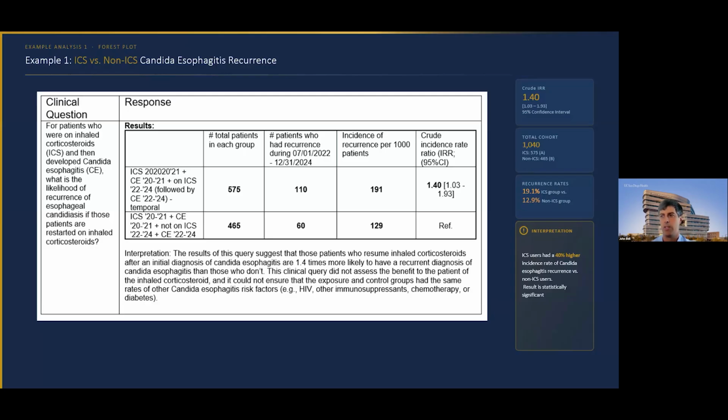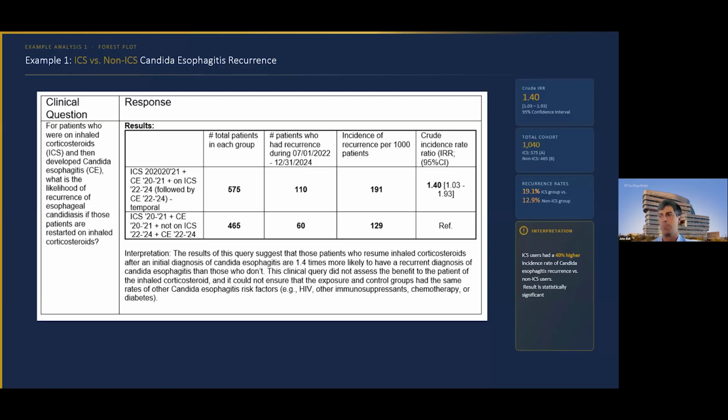But then in interpretation, we talk about what we think about and what we were not able to analyze as part of this. The clinical query there was not to assess the benefit of the inhaled corticosteroids. So we didn't look to see, for example, whether patients with COPD had fewer hospitalizations or fewer COPD exacerbations. We weren't able to look at that, so we weren't able to address the benefit of the inhaled corticosteroids.